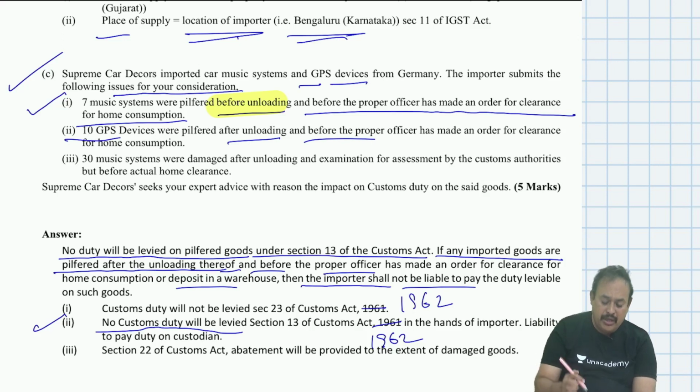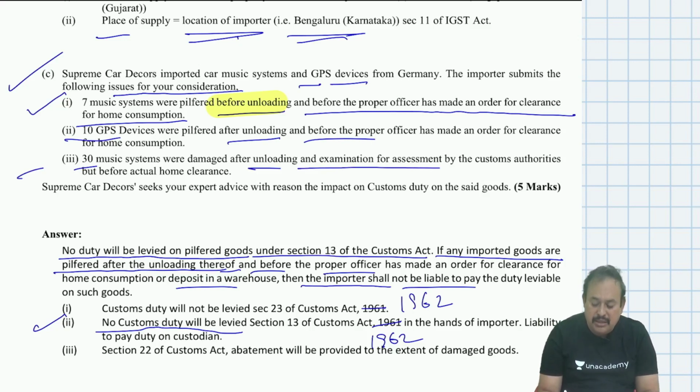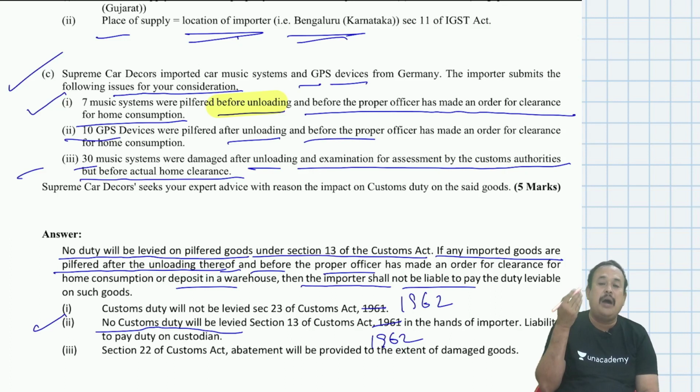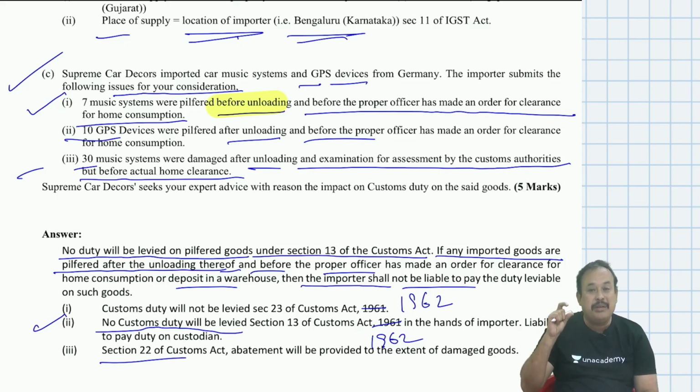Point number 3: 30 music systems were damaged after unloading and examination for assessment by the customs authorities but before actual home clearance. It is a case of abatement of duty. Abatement means reduction. To the extent of the damage that has taken place, that proportionate amount of duty is not required to be paid.